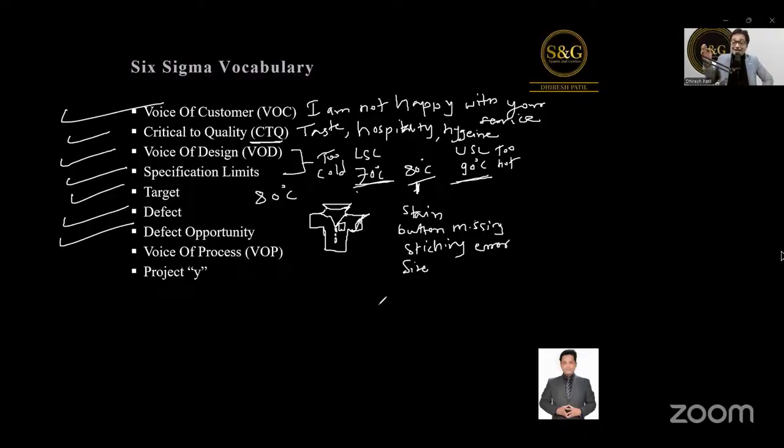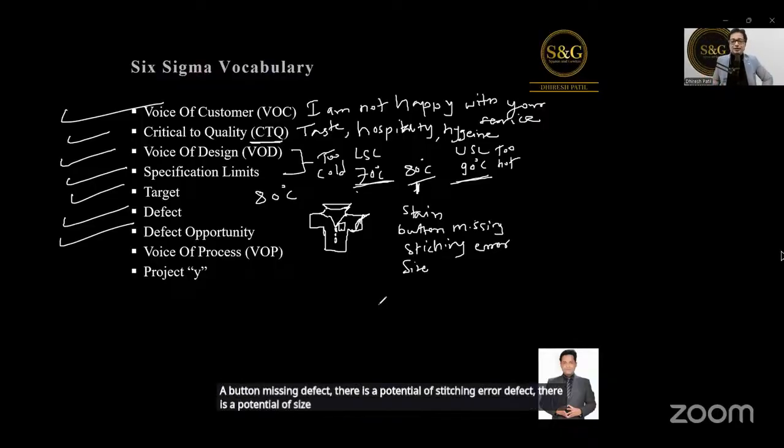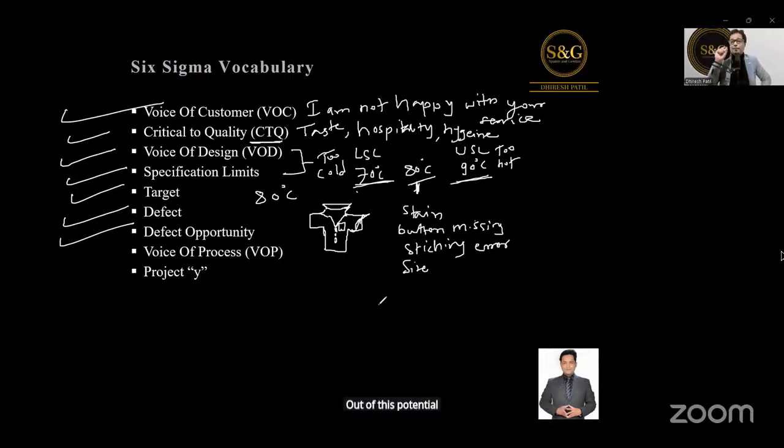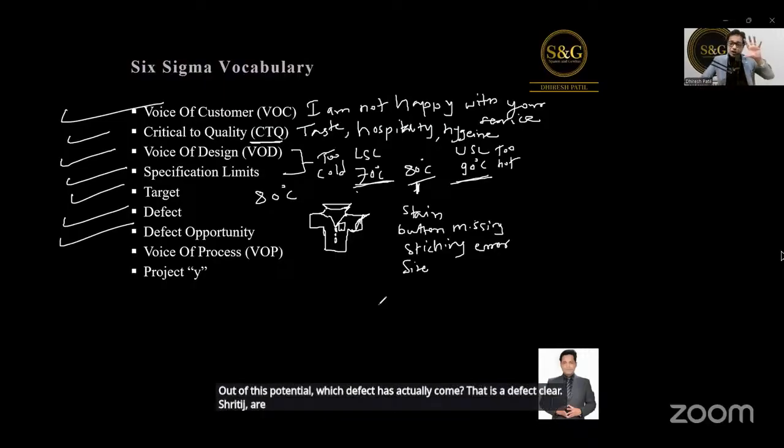Yeah, defect opportunities are the potential, and whatever actually comes, that is a defect. For example, in the shirt, there is a potential of a stain defect, a button missing defect, a stitching error defect, a size variation defect. Out of this potential, which defect has actually come? That is a defect. Clear? Shritij, are you clear about it? So the actual defect is a defect and the potential is called defect opportunity.